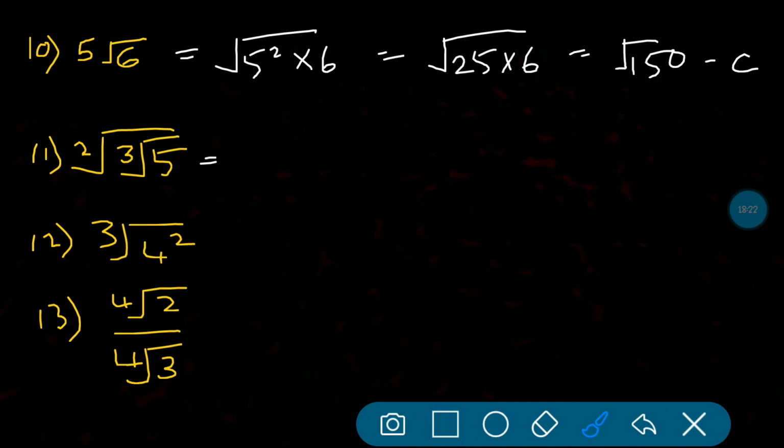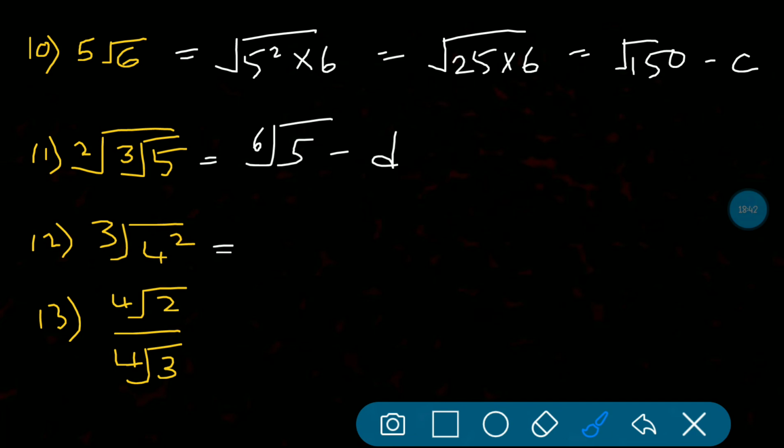Now 11th question, second root over third root over 5. Now this can be just multiplied, right? This 2 into 3 can be multiplied as it is the law of radical. So 2 into 3 is 6, sixth root of 5, which is option D.